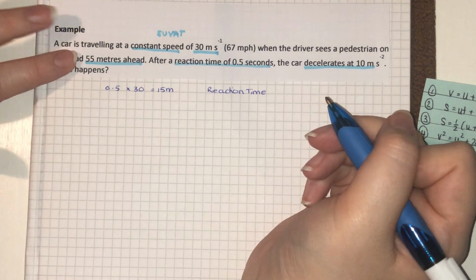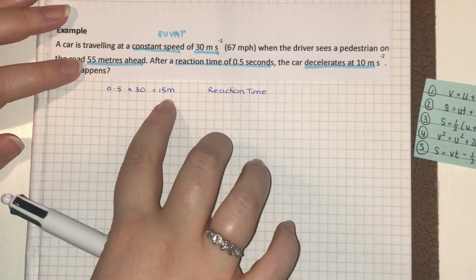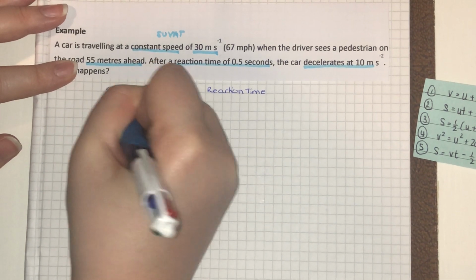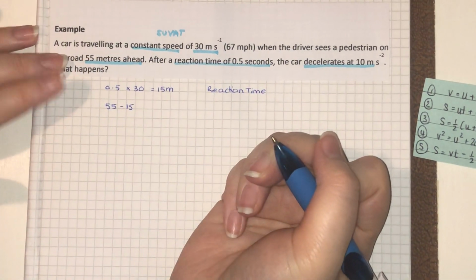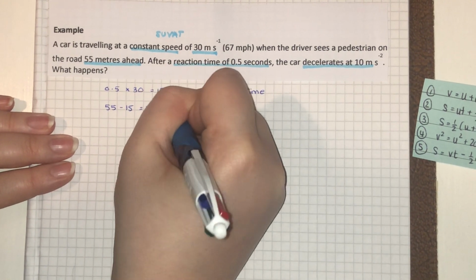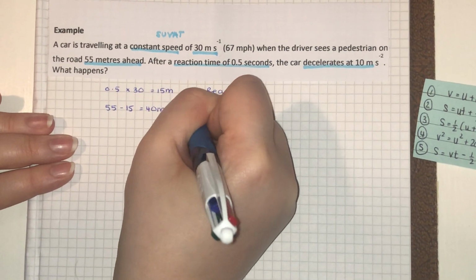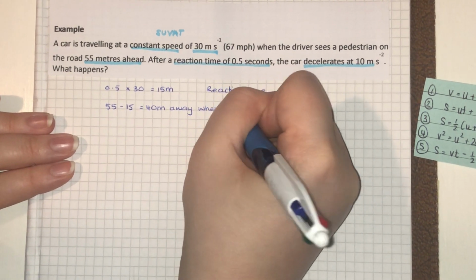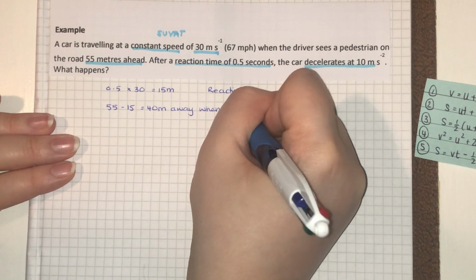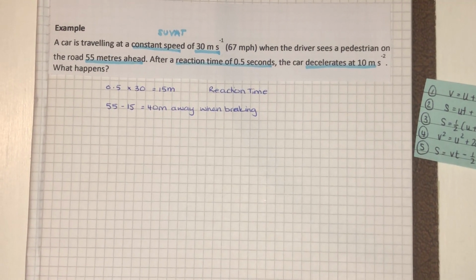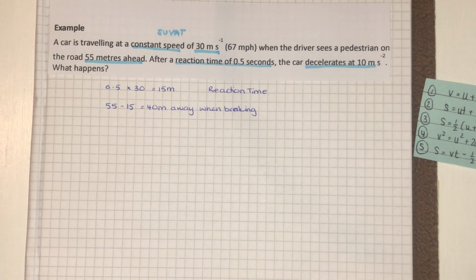So if you notice at 55 and he travels 15 in that part, we need to work out how many meters are actually left. And to do that, we do 55 take away the 15. Okay, so the pedestrian is 40 meters away when braking.